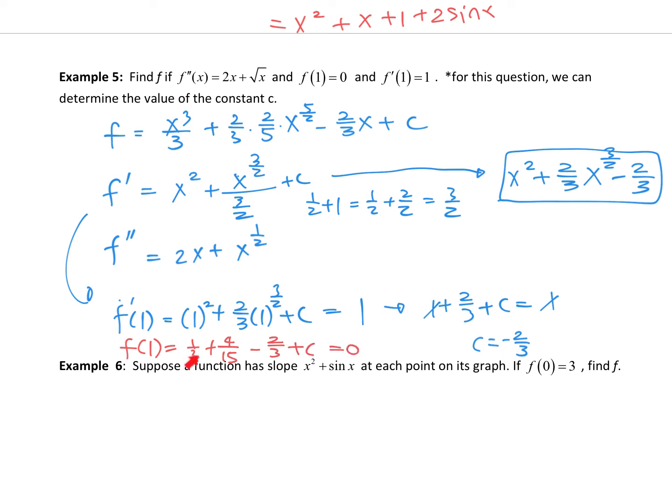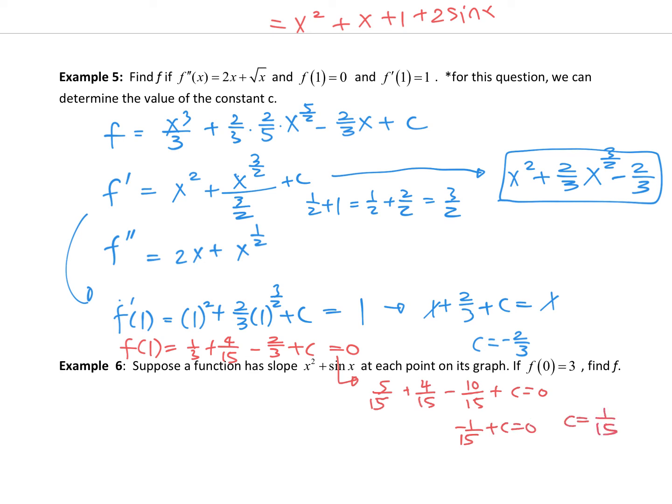For the fractions, the common denominator is going to be 15. I multiply top and bottom, so that will be 5 over 15 plus 6 over 15 minus 10 over 15 plus c is equal to 0. So that's negative 1 over 15 plus c is equal to 0. So c is 1 over 15.